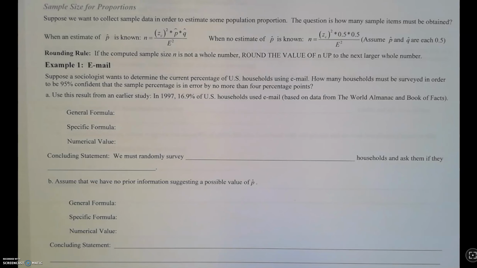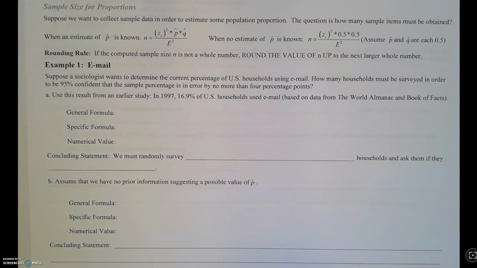When an estimate of p hat is known, we're going to use the formula n equals z critical value squared times p hat times q hat all over e squared. When no estimate of p hat is known, we're going to use the formula n equals z critical value squared times 0.5 times 0.5 divided by e squared. When we don't know what p hat already is, we're going to assume that p hat and q hat are both 50%.